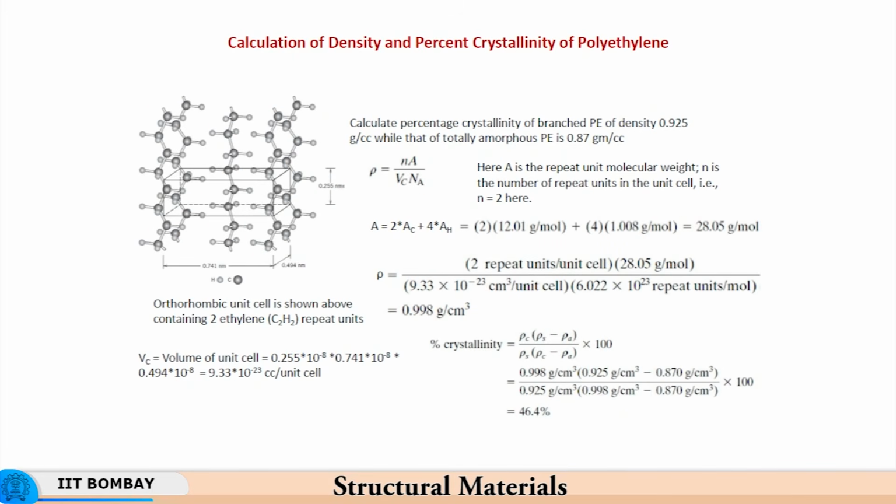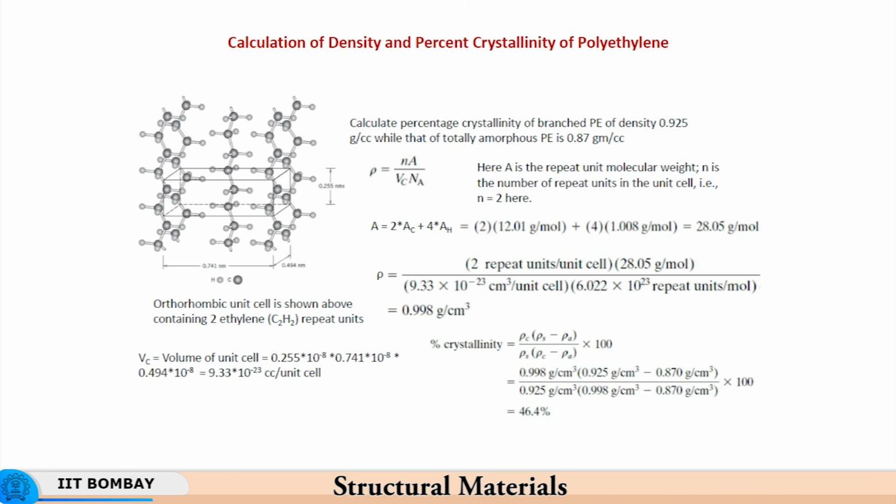Now we calculate the percent crystallinity of polyethylene. So if you have two chains which have come together, it's a good idea to calculate the percentage crystallinity. Calculate the percentage crystallinity of branched polyethylene of density 0.925 gram per cc, while that of totally amorphous polyethylene is 0.87 gram per cc. So you have rho equal to N into A upon Vc, that is the volume of the cell, times Na. Now if you were to arrange this polyethylene in a crystalline form, then you will need to form a unit cell.